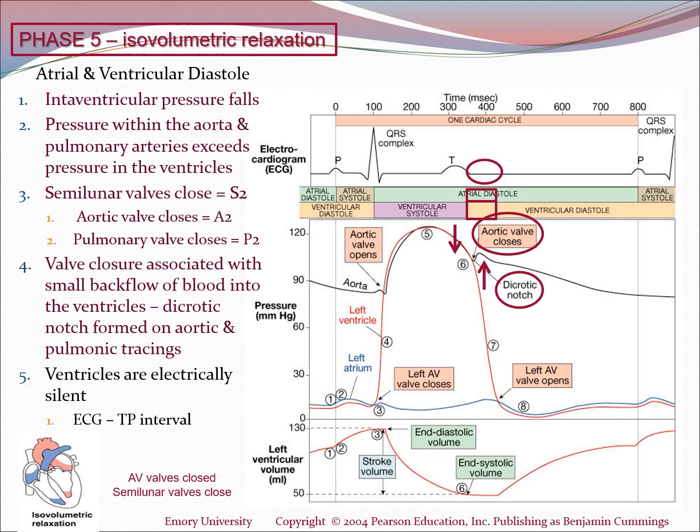The ventricles are electrically silent at this time. It's reflected as the TP interval on the EKG. At this time, all of the valves, the AV valves and the semilunar valves, are closed. Now, although ventricular pressures decrease during this phase, note the volumes do not change because all the valves are closed. The volume of blood that remains in a ventricle is called the end systolic volume, and it is about 50 milliliters in the left ventricle. The difference between the end diastolic volume and the end systolic volume is approximately 80 milliliters, and this represents the stroke volume.